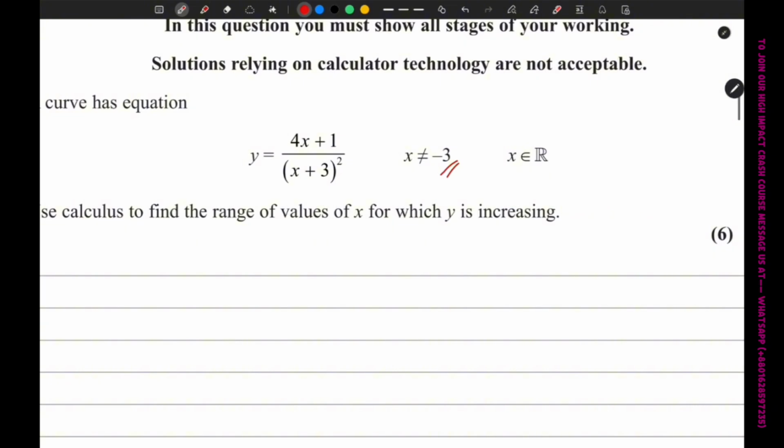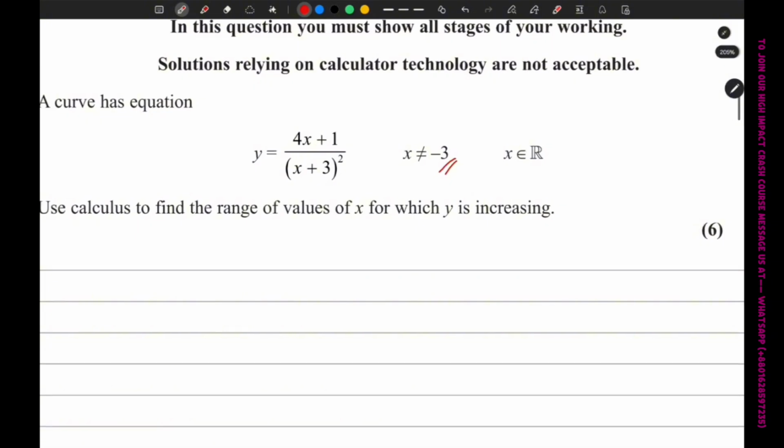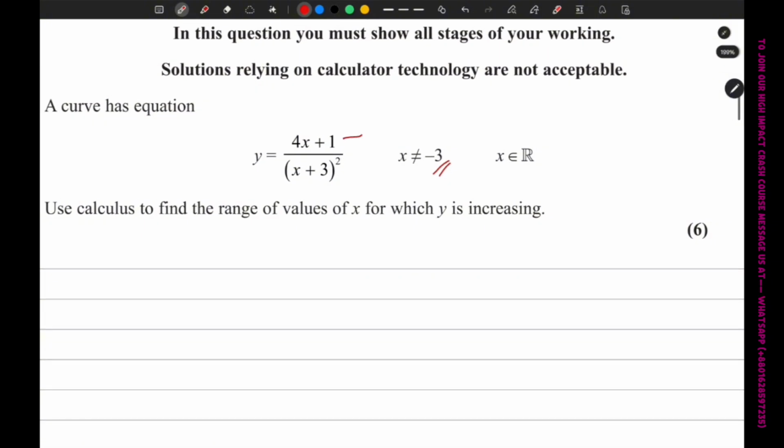So first of all, you can differentiate this in two ways. First of all, using the product rule, and the second of all, which is the quotient rule. So let's just use quotient rule for this one. Let's say that this is u and this is v.